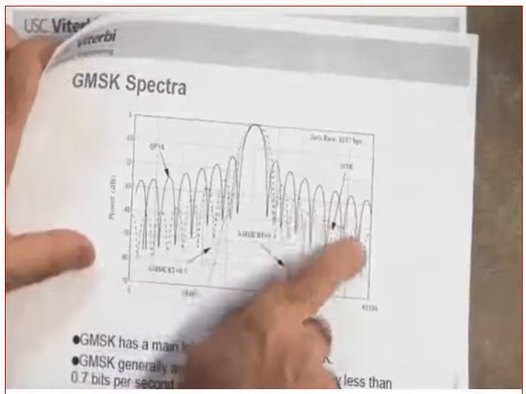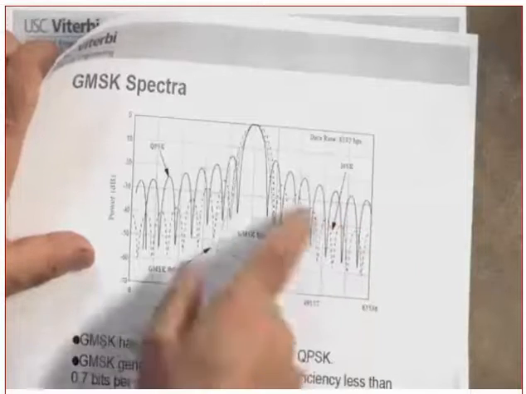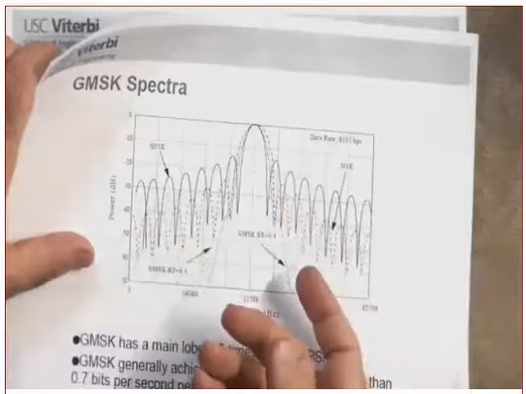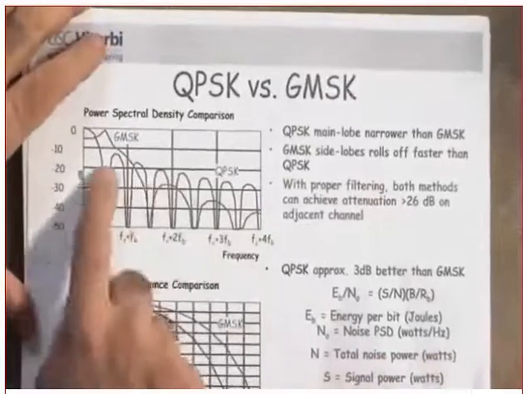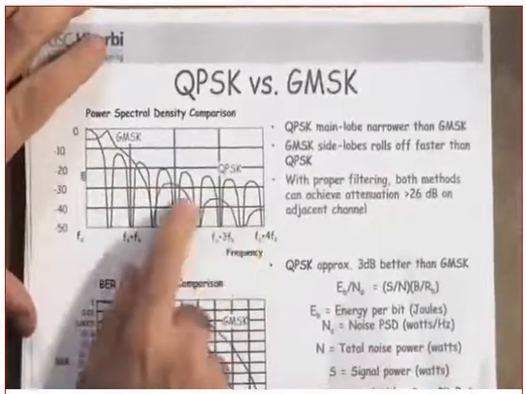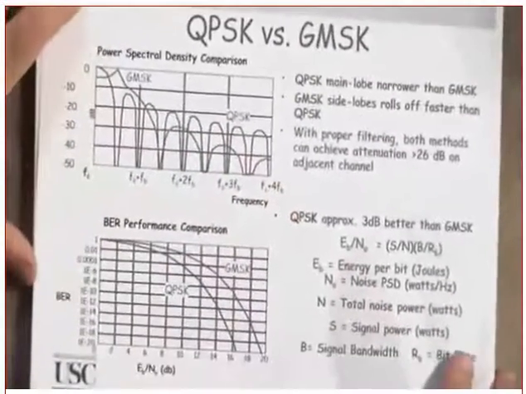Notice, by the way, the QPSK lingers all the way to multiple channels on this side. Clear? Okay. Again, you can see it clearly, the degradation of the side lobes comparing the GMSK and the QPSK.